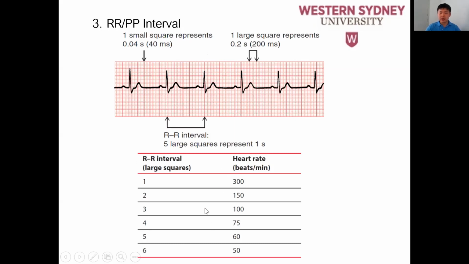You can see in this table down here, if the RR interval is 1 large box, then it would equate to a rate of 300 beats per minute. And then 2 big boxes, 150 beats per minute. 3 big boxes, 100 beats per minute, and so on. And the easiest way to calculate the heart rate in a simple way is you count the number of large squares and then you divide 300 by it. So for example, if there are 5 large boxes for the RR interval, then it will be 300 divided by 5, which is 60 beats per minute.